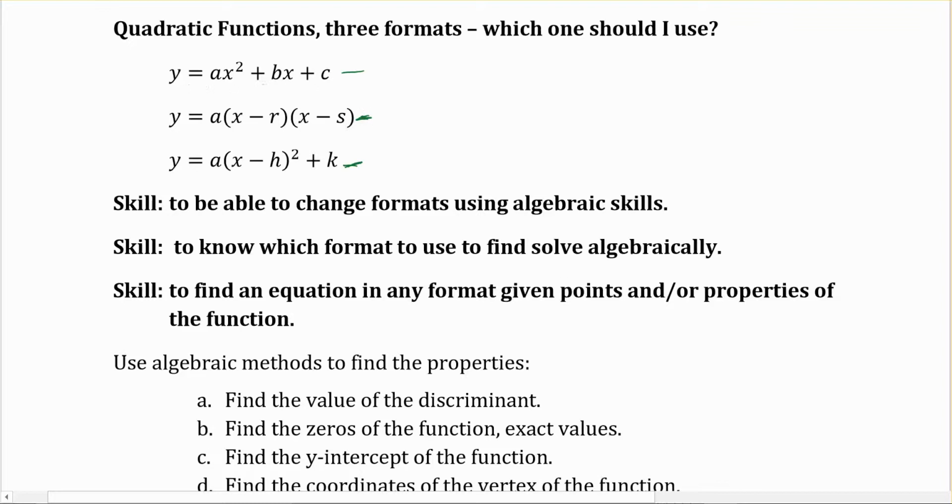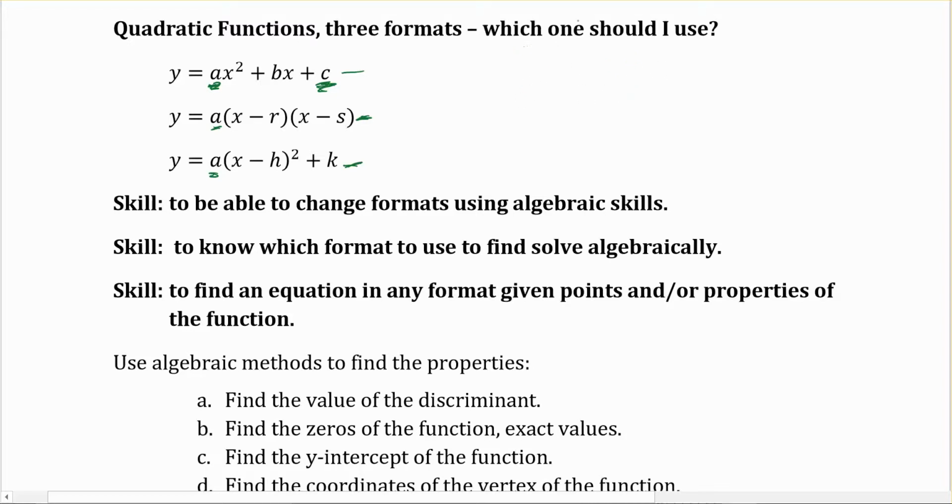Standard format. This one's good for finding the y-intercept because the y-intercept is just always going to be c, right? So if you want the y-intercept, that's a good one to have it in. The a value is going to be the same for every one of these. So if this a value is negative, it just means that our parabola is going to be flipped upside down. If it's positive, it's going to be right side up, like a happy face, right? Positive, happy, negative, sad, terrible, sad face.